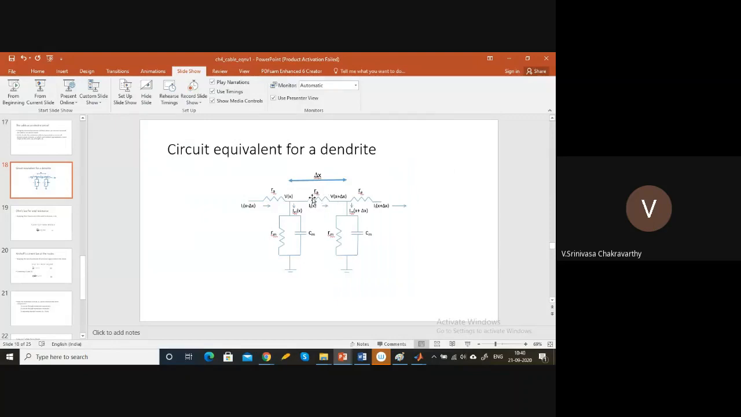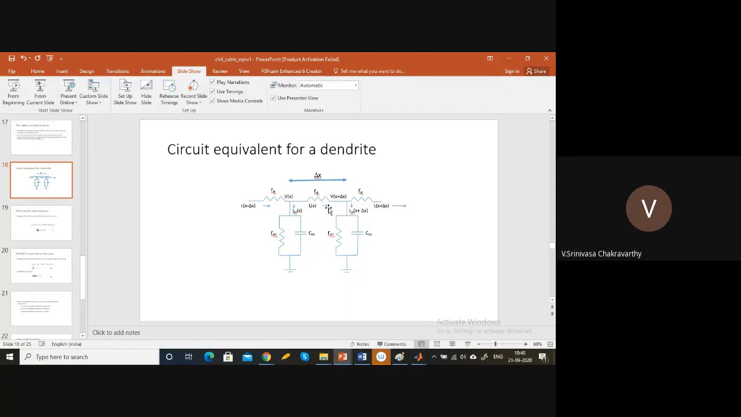For this we have to calculate, multiply RA, which is the resistance of a unit length of the cable. Its units are ohms per centimeter. That is multiplied by delta X to get the actual resistance. So if we apply Ohm's law, the voltage difference between here and here equals RA times delta X times the current, which is IA.